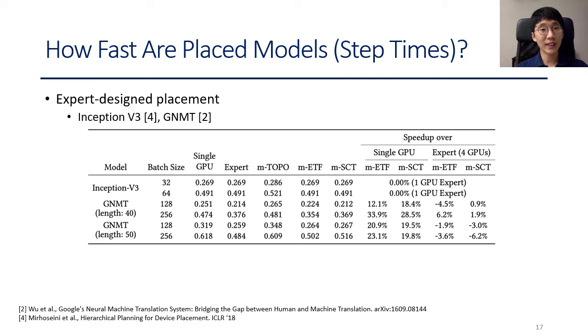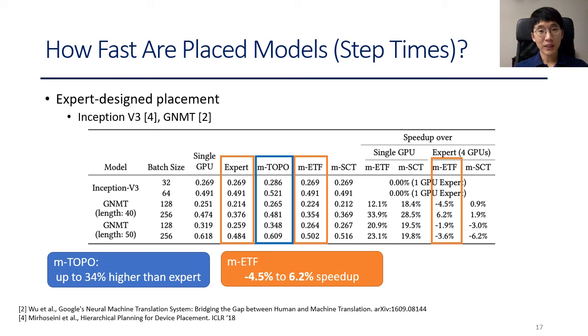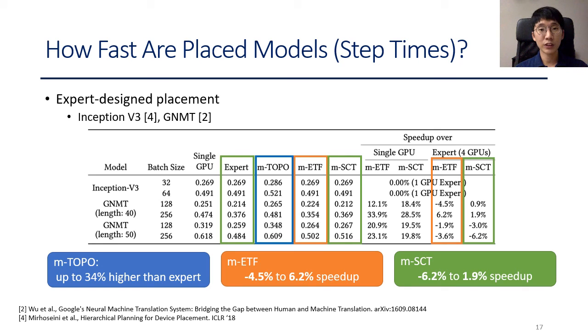Next, we measure step times of the placed ML model to see how well our system places them. We compare the expert's placement step time with ours. Low step time means the actual ML training will be faster. First, mTopo generated the placement that has up to 34% higher step time than the expert's ones. METF's placement shows -4.5 to 6.2% speed up. MSCT's placement shows -6.2 to 1.9% speed up.